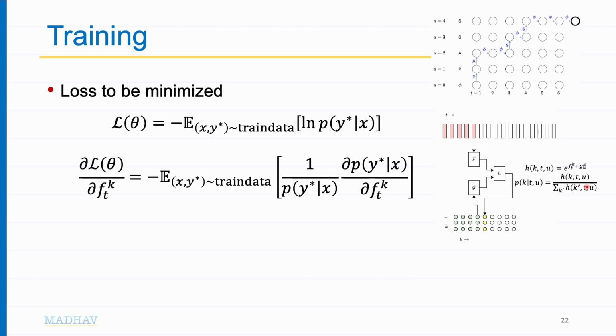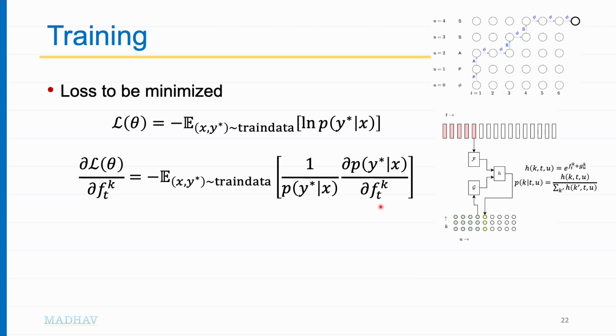F_k,t means the output of F at the t-th time and at the k-th node. So is it a scalar or a vector? Scalar. F_kt is a scalar, it's a logit value basically. So how do you differentiate L with respect to F_kt? You will just apply the chain rule, right? So the derivative of the term inside with respect to F, which will be basically 1 upon P times the derivative of P with respect to F. 1 upon P is easy to compute. You know how to compute P. Now, how do you compute the derivative of P with respect to F_kt?